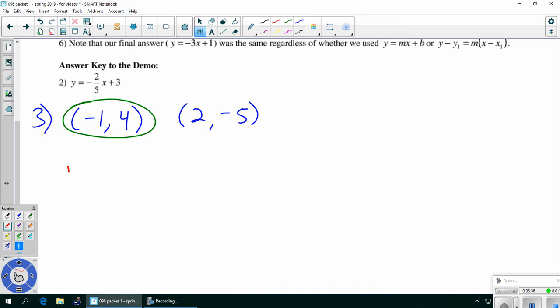Next step is to find the slope. Remember, the slope is the change in y over the change in x. So we subtract the y's first. I'll do 4 minus negative 5. Be careful with your signs.